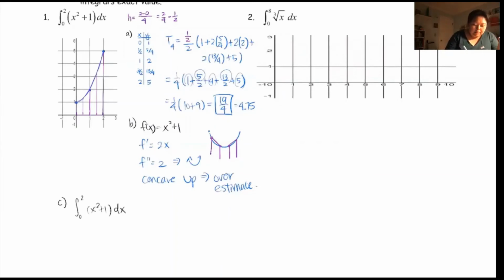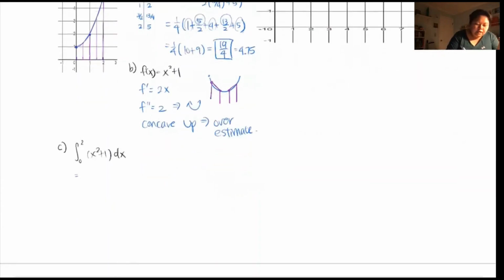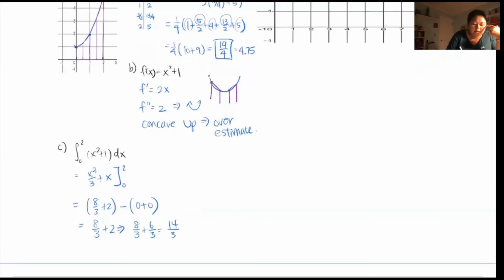Okay, so I'm going to take the antiderivative. That's x cubed over 3 plus x, evaluated from 0 to 2. Plug in your 2, you get 8 over 3 plus 2 minus 0 over 3 is 0 plus 0. Awesome, I love zeros. So you get 8 over 3 plus 2. That's 8 over 3 plus 6 over 3, 14 over 3.